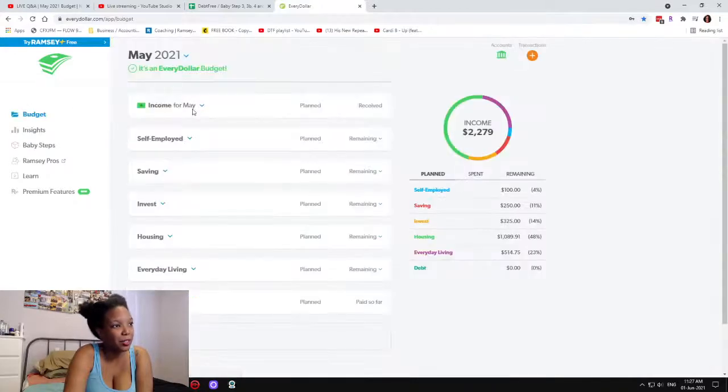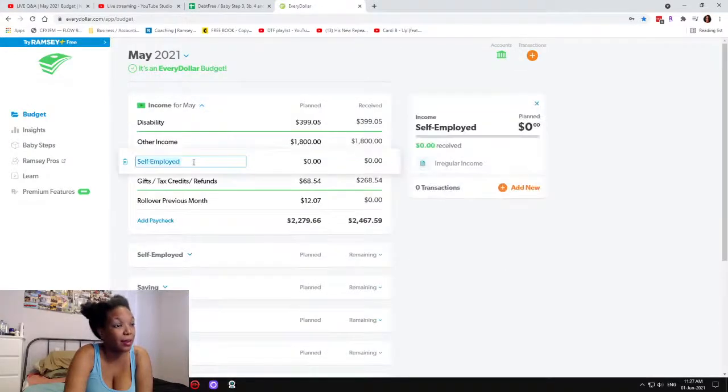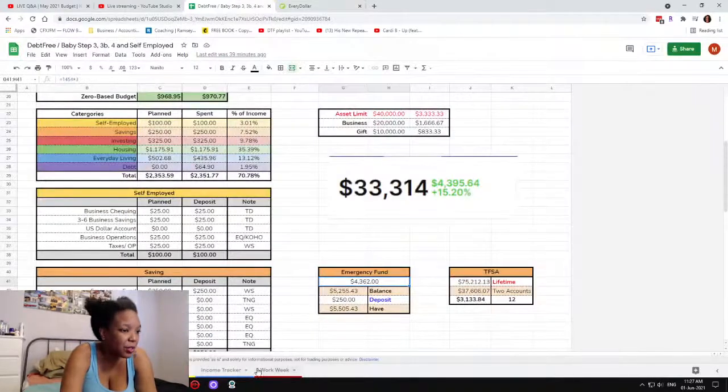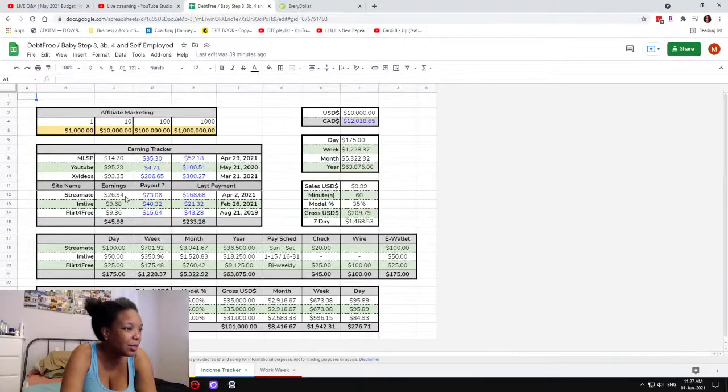My budget already, let me show you the self-employment category for May. I made nothing from self-employment. I did not log on. I did not make a payout. And it's here in the spreadsheet, here too. This has to be $100 minimum before they send it to me. That's StreamMate. E-wallet, $100, StreamMate.